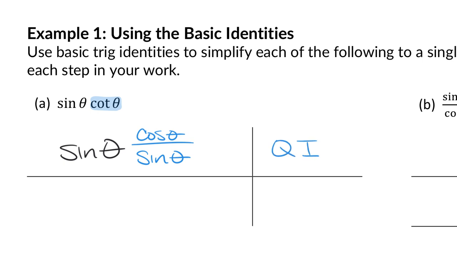Are y'all okay with me using shorthand QI for quotient identity? RI will be reciprocal identity. PI will be Pythagorean identity. Even odd, I'll probably write the words out because that's not too long.